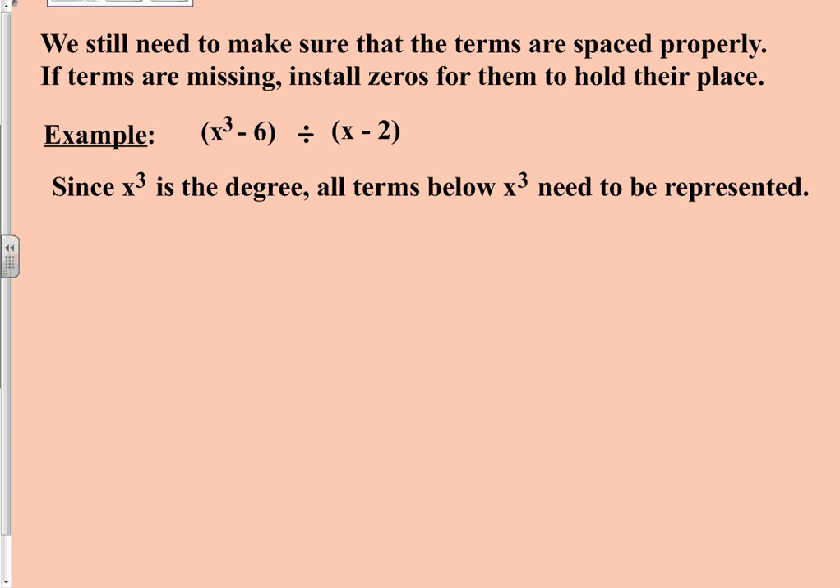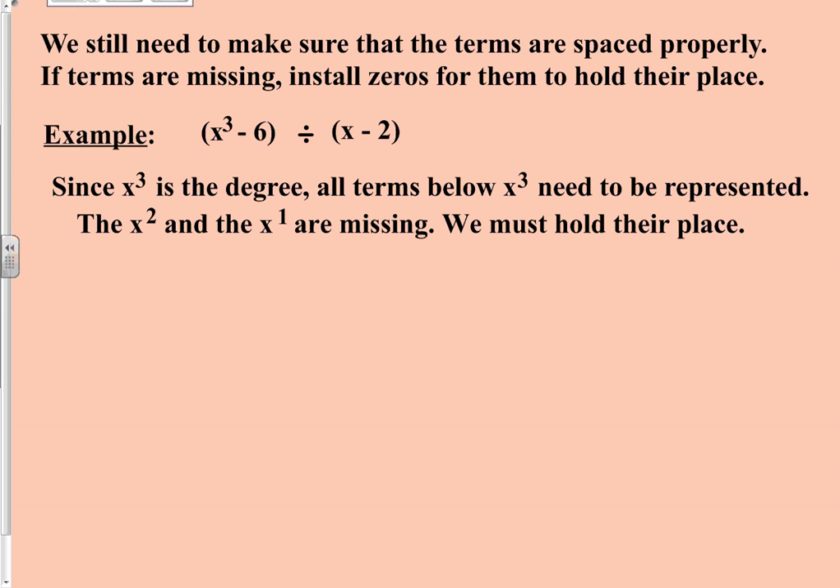So those guys, every term underneath x cubed needs to be represented. And if this had been any other value, like x to the 10th, that means x to the 10th is going to have to be represented, x to the 9th, x to the 8th, x to the 7th, and so on. Okay, so clearly on the dividend, we are missing the x squared and the x to the first terms. So when we set up our synthetic division problem, these places are going to need to be held by us in the problem. Okay, so let's set it up.